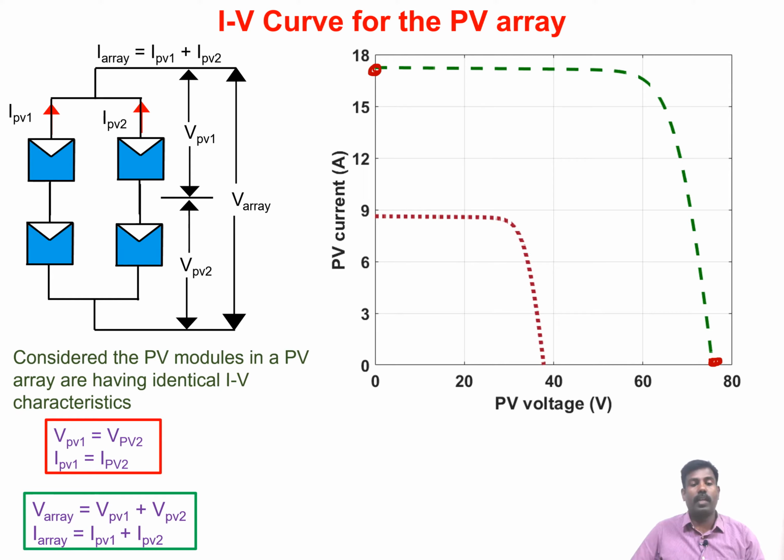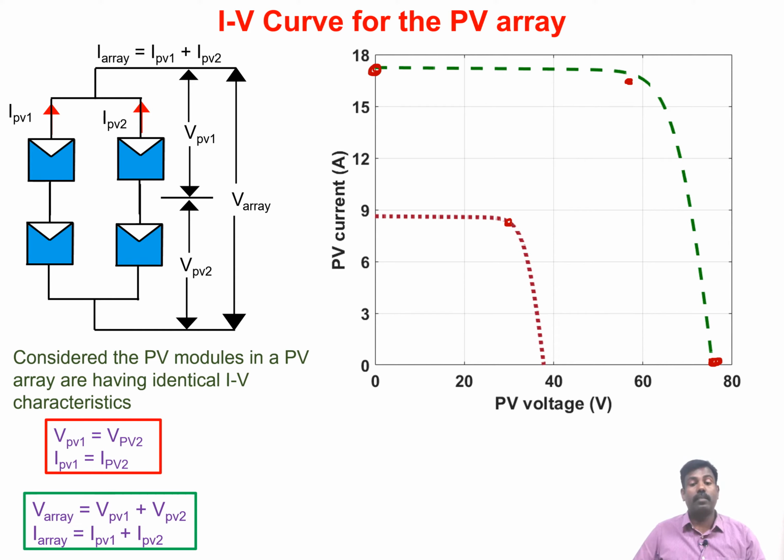So they are actually the string currents, not the module currents. VPV1 is equal to VPV2 and IPV1 is equal to IPV2, whereas V array is equal to VPV1 plus VPV2 and I array is equal to IPV1 plus IPV2. So this is how an IV curve for a PV array will look.